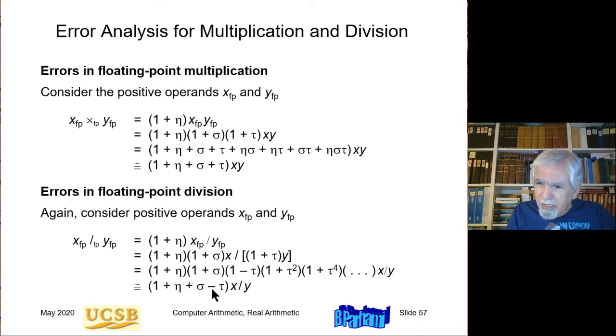Notice that the sign of tau is negative, but that's not really significant because tau itself can be negative. So the fact that we have a negative here doesn't mean that this error will be smaller. It can still be as large as the error in multiplication depending on the sign of the 3 terms. So if eta and sigma are positive and tau is negative, and let's say magnitudes are roughly the same, we can have up to 3 times as much error in the worst case.